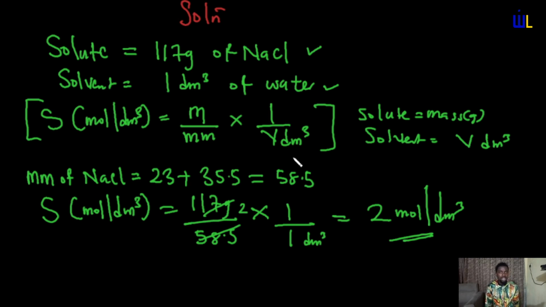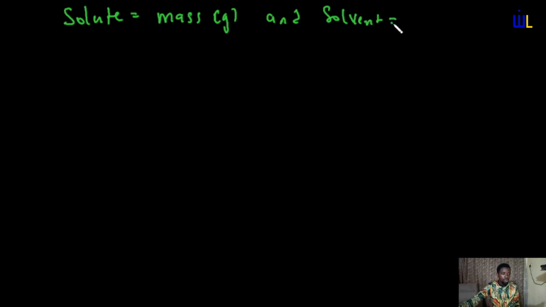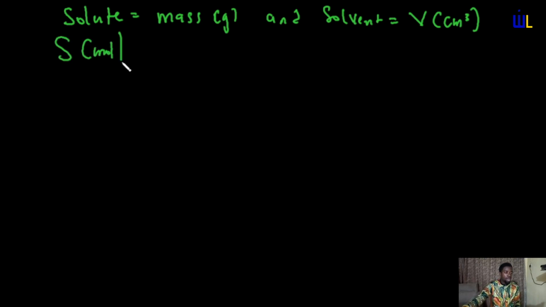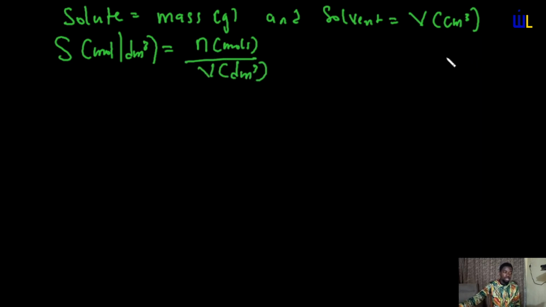So we go to the final expression for solubility in mole per dm cube. And what's that? A scenario where the solute equals mass in gram and solvent equals volume in cm cube. The same thing. Now remember, solubility in mole per dm cube is simply equal to the number of moles of solute divided by volume in dm cube of solvent. But we have mass and volume in cm cube, so what do we do?